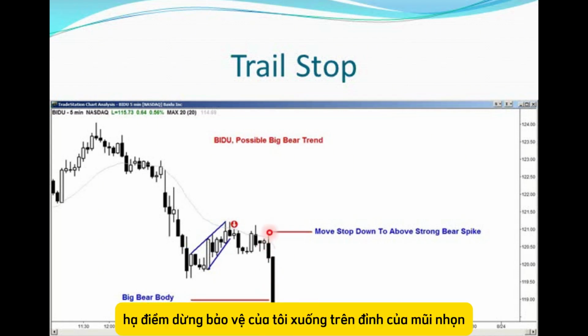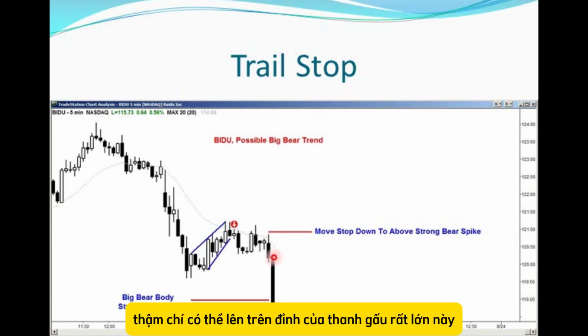I would lower my protective stop to above the top of the spike, maybe even to above the top of this very big bear bar.